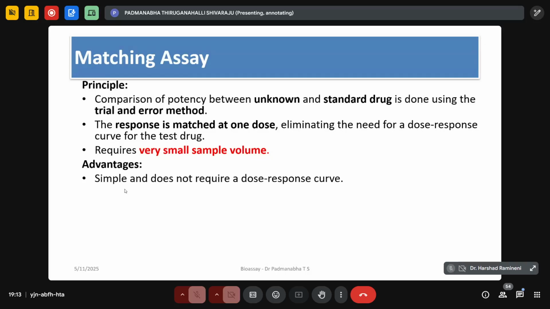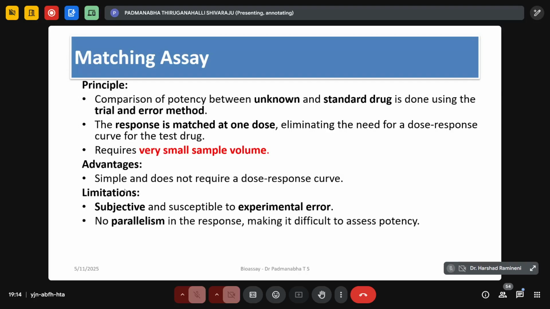So what are the advantages? Again, it is simple and does not require any dose response curve. The limitation is that it can be subjective and is more susceptible to experimental errors unless it is conducted in a controlled manner. So there is no parallelism in response. There can be error with respect to the standard curve of a drug. So in such cases, determining the potency will be very difficult.